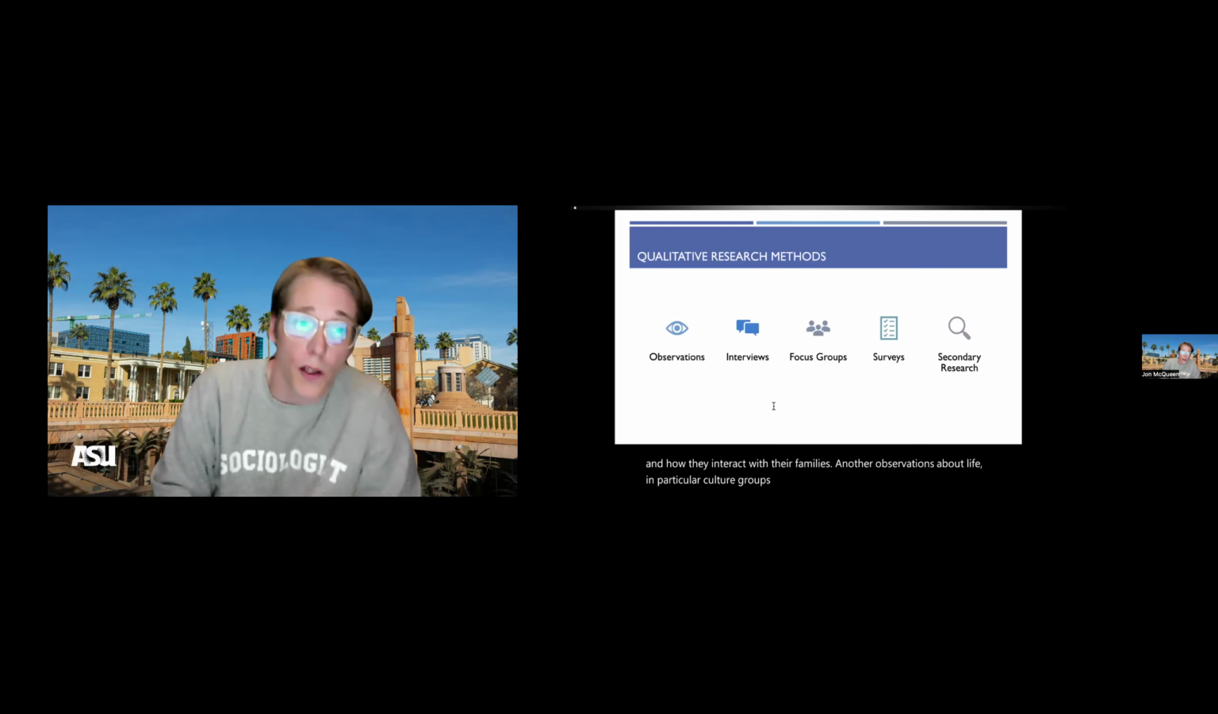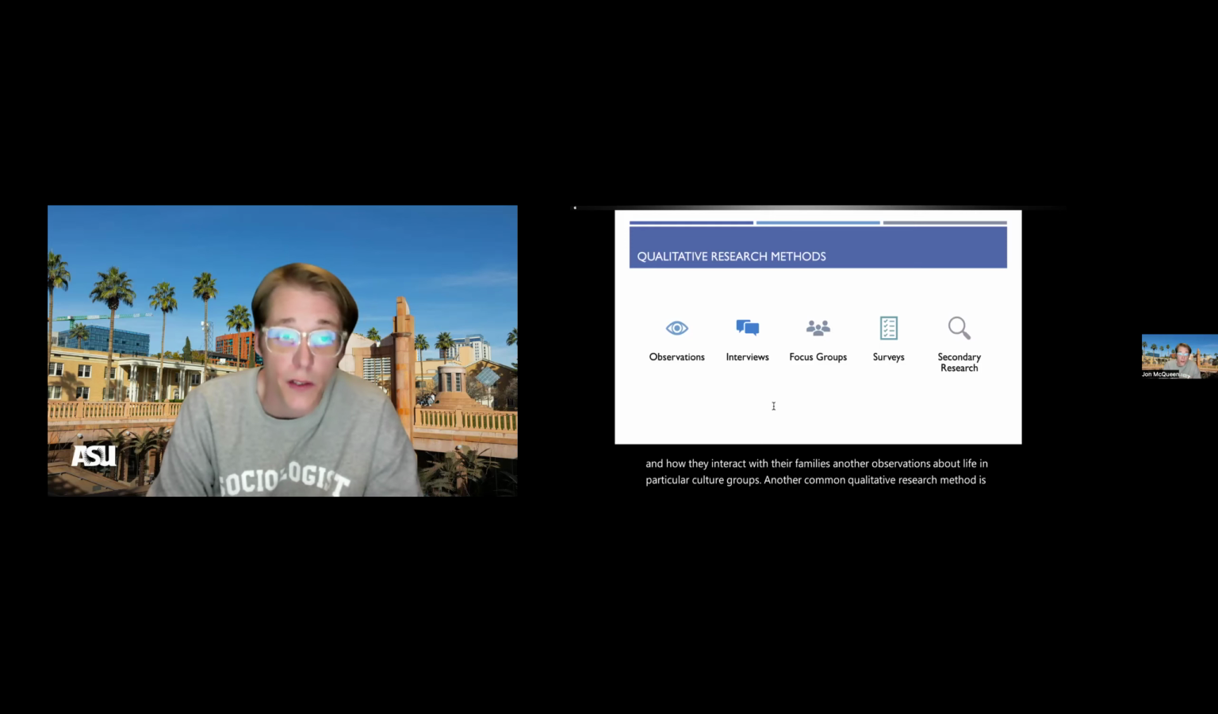Another common qualitative research method is to conduct interviews and ask people questions in a one-to-one setting. This allows really in-depth information to be collected on specific topics. This type of data collection method may be used by researchers who use a grounded theory approach because they want to collect in-depth information on a topic.